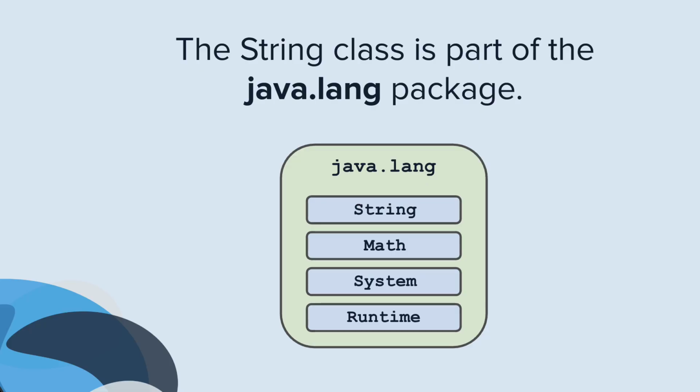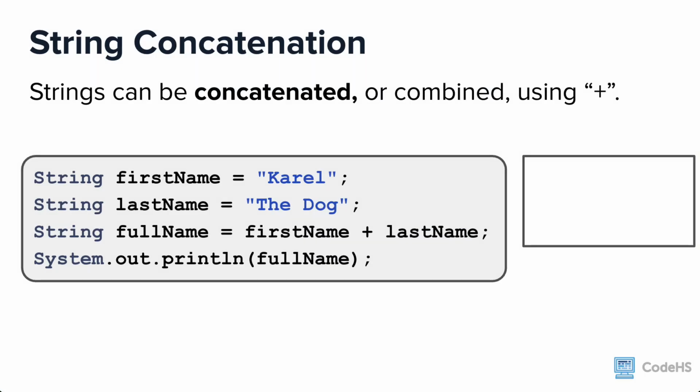Additionally, the string class is part of the java.lang package. This means you don't need to worry about importing the string class like you have to do with the Scanner class. Alright, now that we've done some review, let's learn about some important characteristics and abilities of strings. Strings can be concatenated or combined using the plus sign.